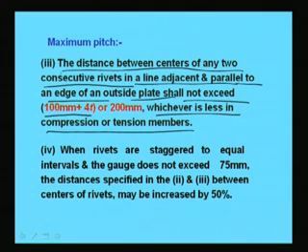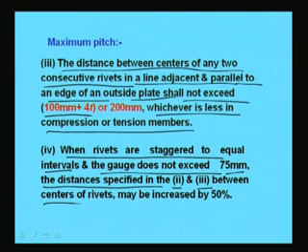Another option has been given, that is, when rivets are staggered at equal intervals and the gauge does not exceed 75 mm, the distance specified in section 2 and 3 between centers of rivets may be increased by 50%. This also is important to keep in mind while designing the rivet joints.